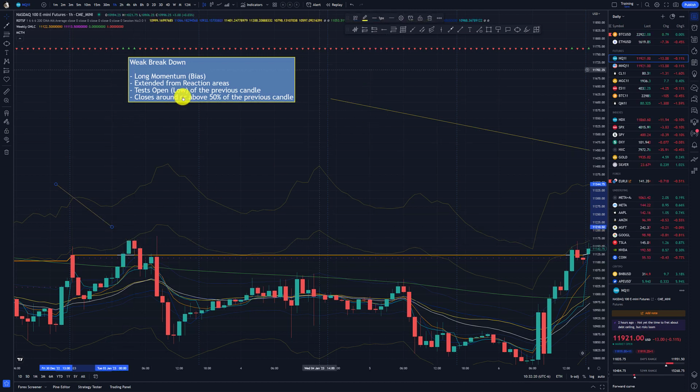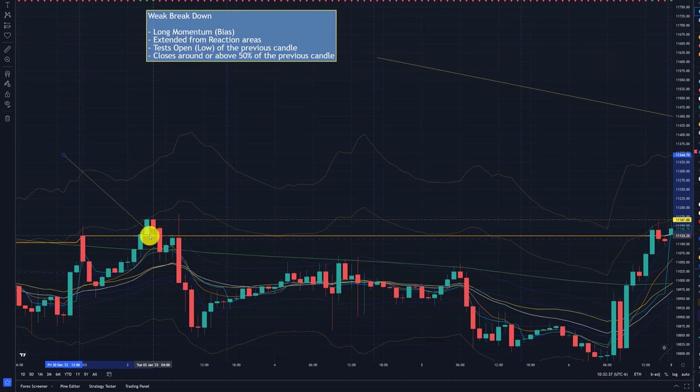So the one thing I don't have in here that I should have in here is, it typically creates a strong level. So this is a strong level right here. So it creates a strong level. So you have to wait for the close, obviously.